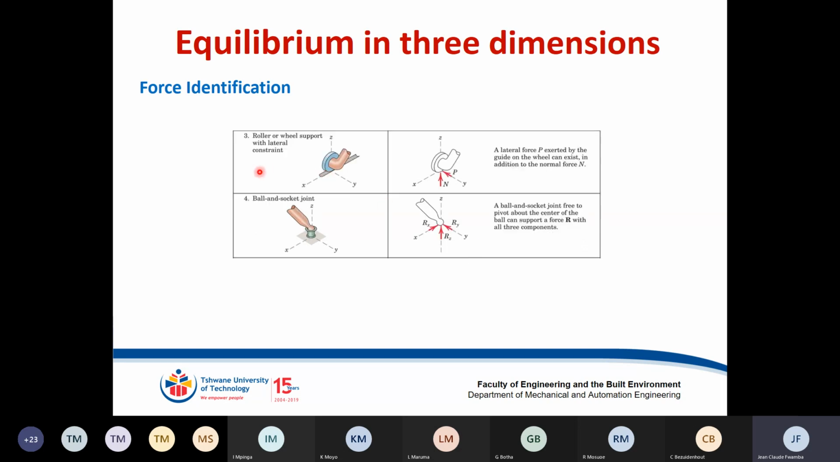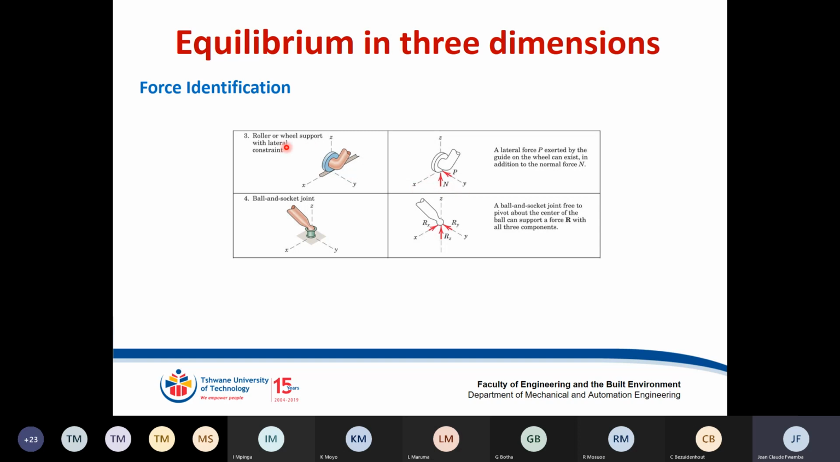Position 3, we have your roller or wheel support with lateral constraint. So we'll take the same approach as we've been doing with your 2D. Under any roller, you'll have your normal force. That normal force must be perpendicular to the flow, perpendicular to X and Y.